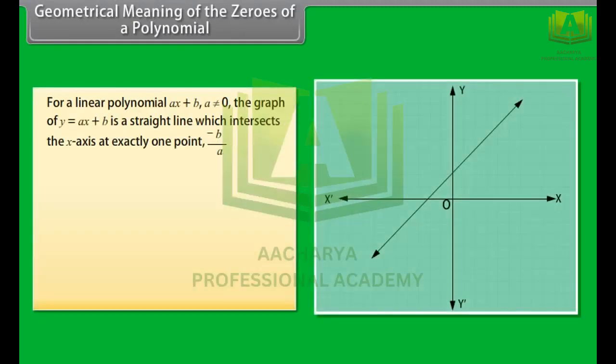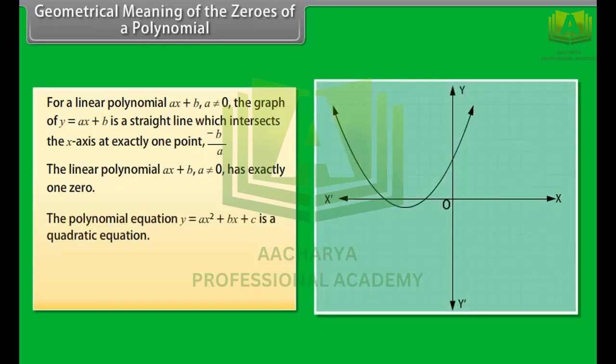For a linear polynomial ax + b, a is not equal to 0, the graph of y = ax + b is a straight line which intersects the x-axis at exactly one point, −b/a. Therefore, the linear polynomial ax + b, a is not equal to 0, has exactly one zero.